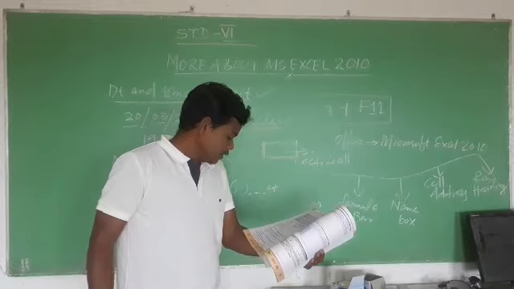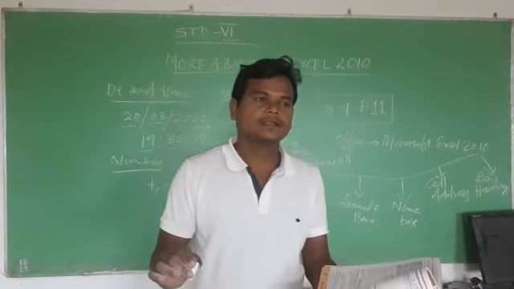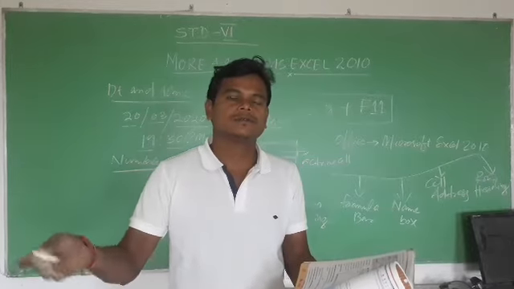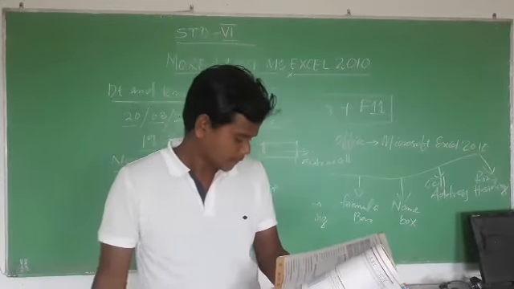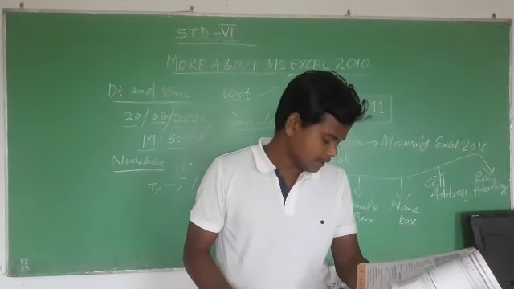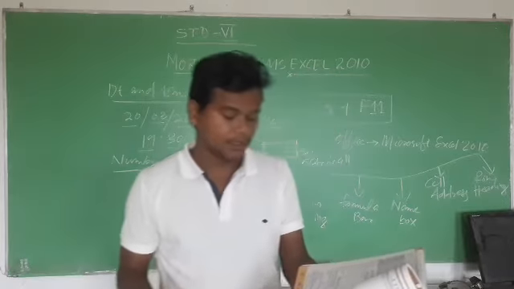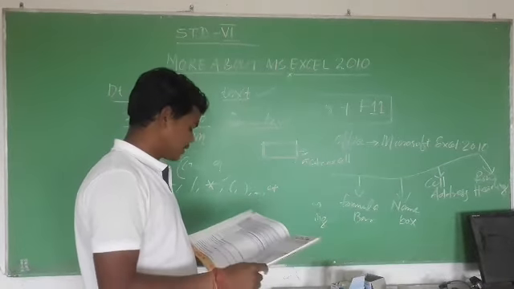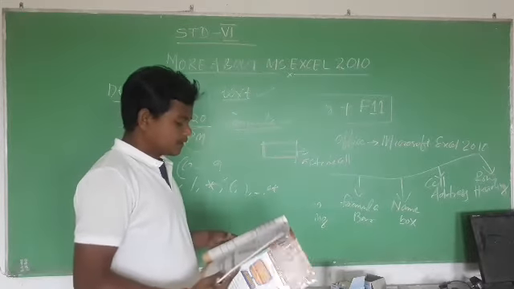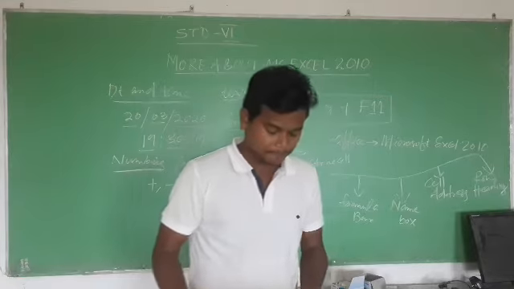If you want to select non-adjacent cells, that means cells that are not along with your active cell, select the first cell in the range and press the control key, then click on the other cells. Hold the control key and click on the other cells, and those cells will be selected. In your book it is given on page number 55.